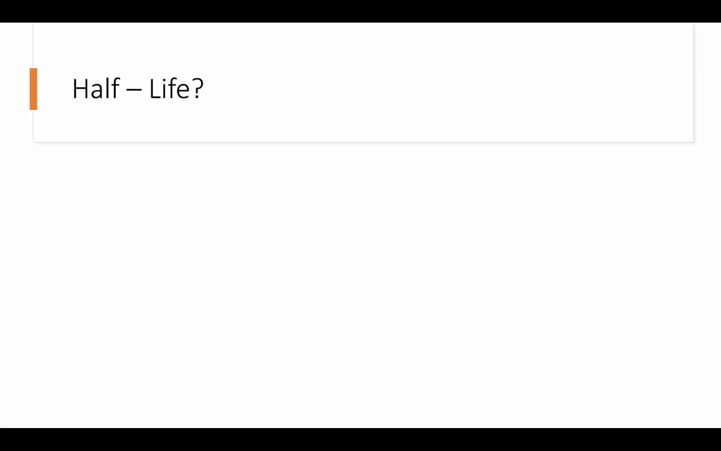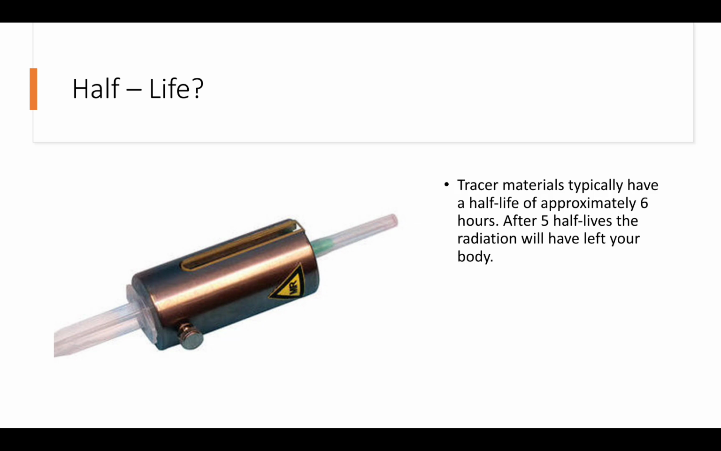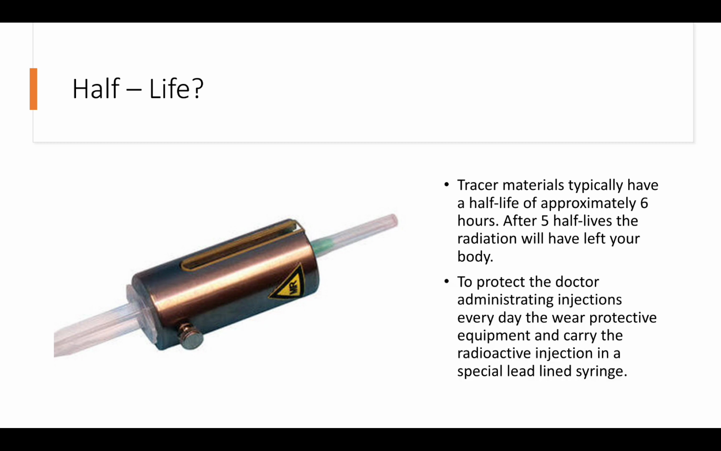So how does half-life get involved? That's a syringe that holds a chemical. An injection of tracer material, radioactive nuclide, and it's surrounded by a lead box. So tracer materials typically have a half-life of approximately 6 hours. After 5 half-lives, the radiation will have left your body. If you want to see the mathematical proof for that, you need to get watching my A-level nuclear physics videos. Or you can just wait until you do A-level physics at school.